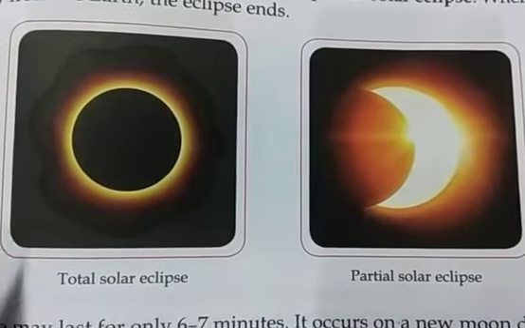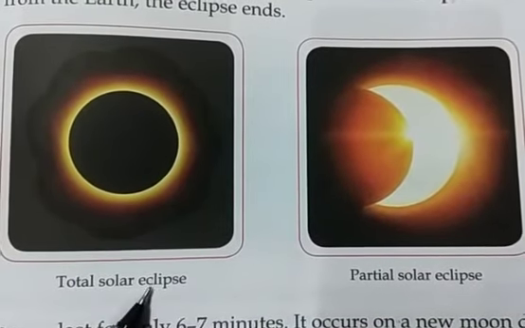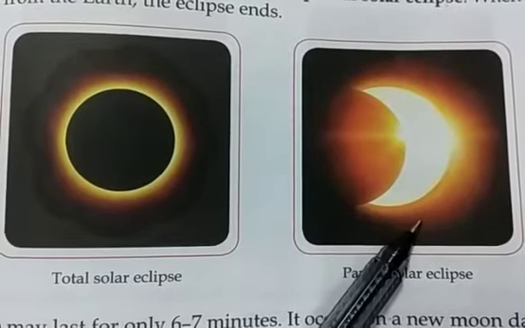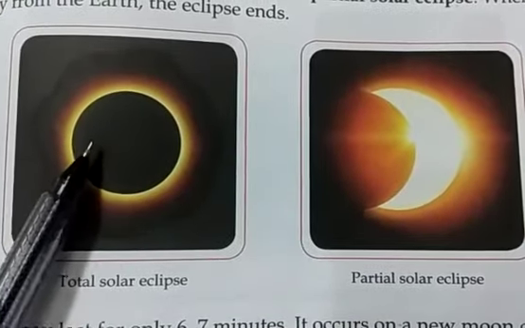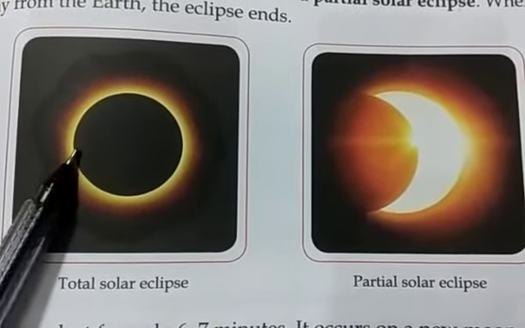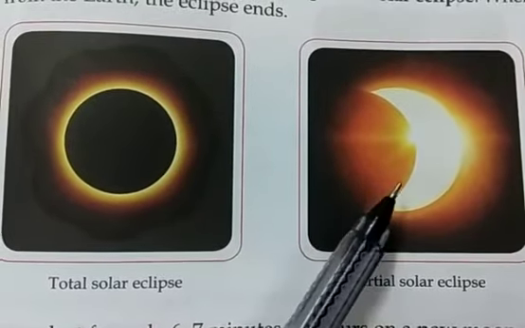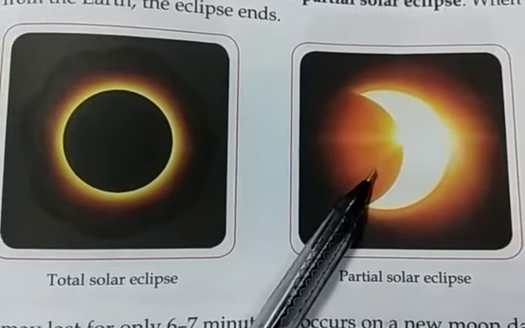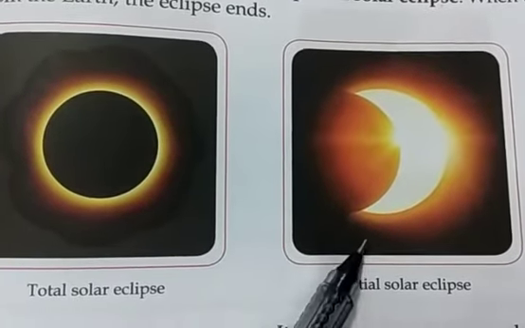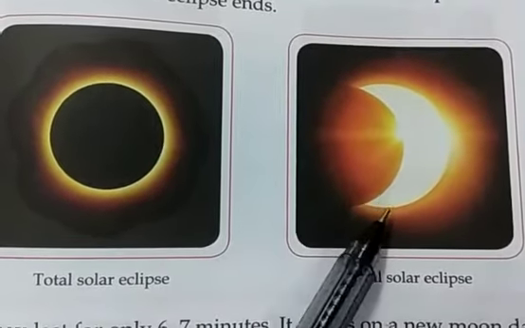Here there are two pictures of total solar eclipse and partial solar eclipse. Now here you can see the moon has completely blocked the light of the sun, so it is total solar eclipse. And here it has only partially blocked the light of the sun, so this is partial solar eclipse. Did you get me? Yes.